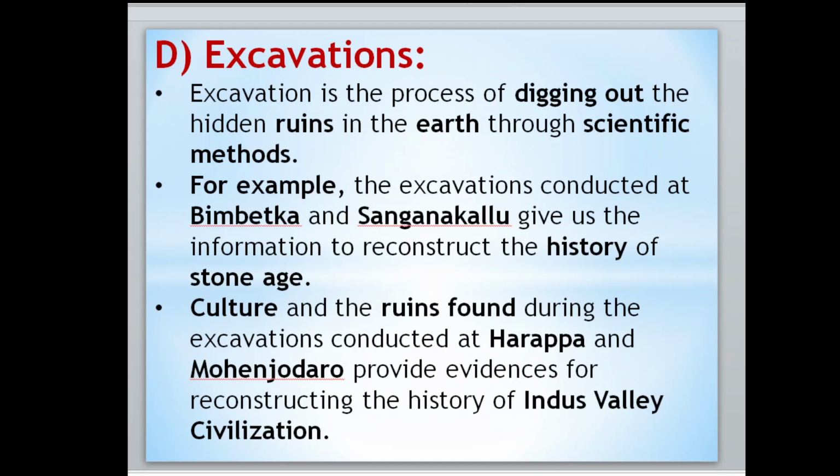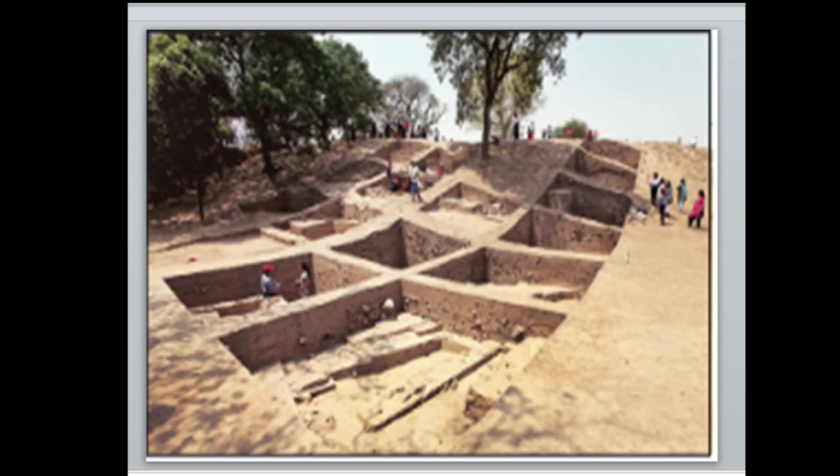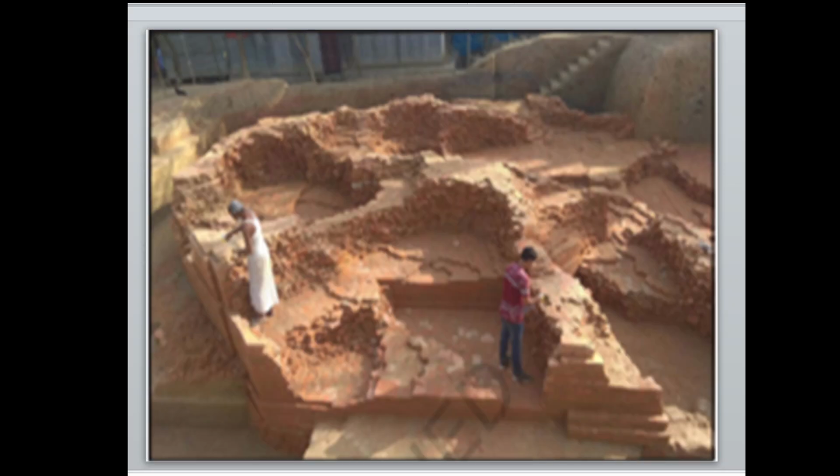They provide us information and are helpful to reconstruct the history of the Stone Age culture. The ruins found during excavations conducted at Harappa and Mohenjo-daro provide evidence for reconstructing the history of the Indus civilization. Through this we came to know about the Harappa and Mohenjo-daro civilization; our history goes back thousands of years. Here are some examples of excavation, digging the land in a scientific method. Very scientifically they dig the land. So these are excavations.